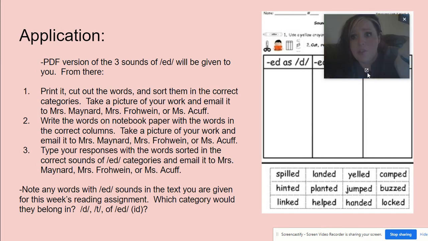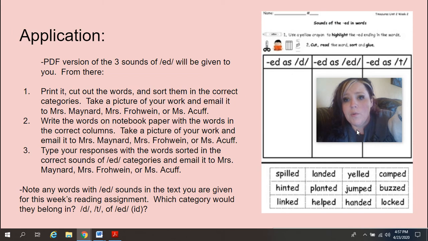So we're going to do a little application with it today. So we know our 3 rules here. We are going to do a little bit of application for it. So you are going to be getting a PDF version of this word sort. So we have ed as t, ed as d, and ed as ed. And you're going to have to read all of the words. It's not this one. I have one that's similar for you. But you can do it a few different ways. You're going to have to read the words and look at the rules. Your paper has the rules written on it. You're going to have to figure out what sound the word makes.